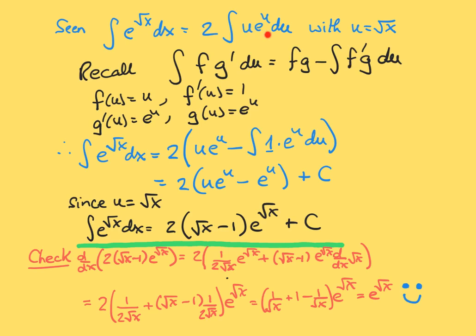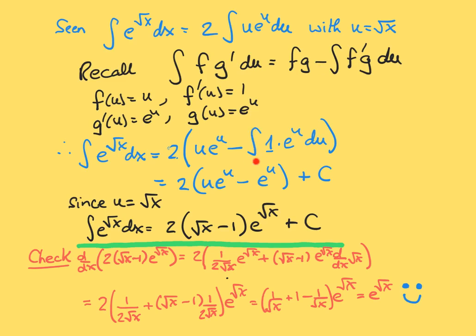I think it's clear that we'd be better off choosing to differentiate the u because it's going to go to 1, and whether or not you integrate or differentiate e to the u, you're just going to get e to the u. So f of u is u, the derivative is 1, g dash of u, the other factor here, is e to the u, and the integral of e to the u is e to the u.